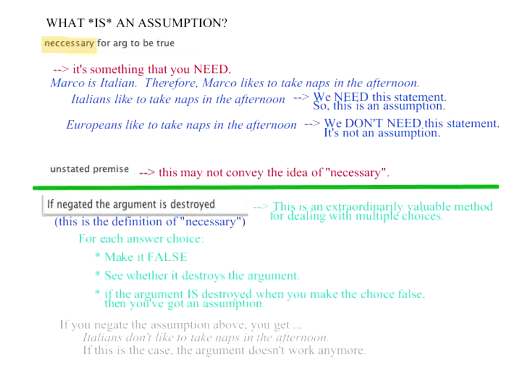Any questions about this? These are the basics that you need to know about assumptions. They are necessary, and you have this very powerful method of negation, where if you have multiple choices that are potentially assumptions, then you can just make them false and see what kind of effect that has. Any questions about this, please put them in the text box. Otherwise, we're going to get started on some problems.